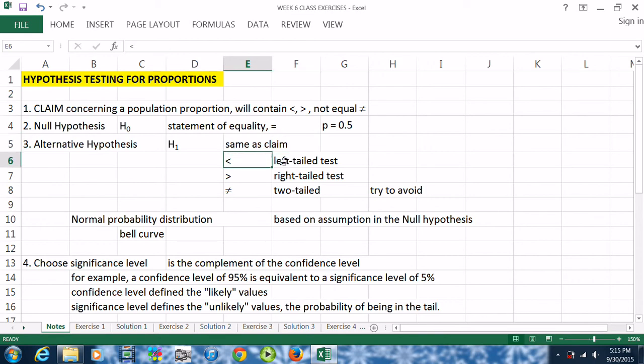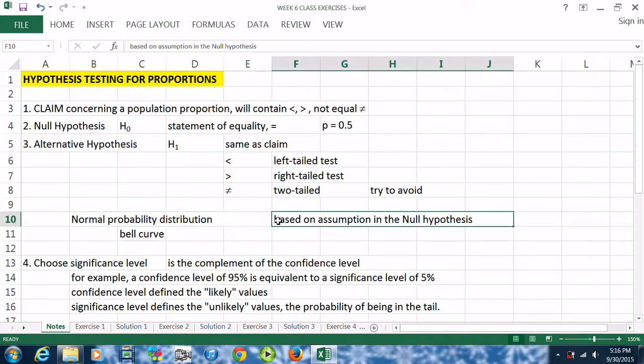When it's less than, you have a left-tailed test. When it's greater than, you have a right-tailed test. If it's not equal to, you have the two-tailed test, but we try to avoid these. The sampling distribution we're working with is the normal probability distribution, or the bell curve, where the mean is based on the assumption in the null hypothesis. So the middle of the bell curve is based on H0.